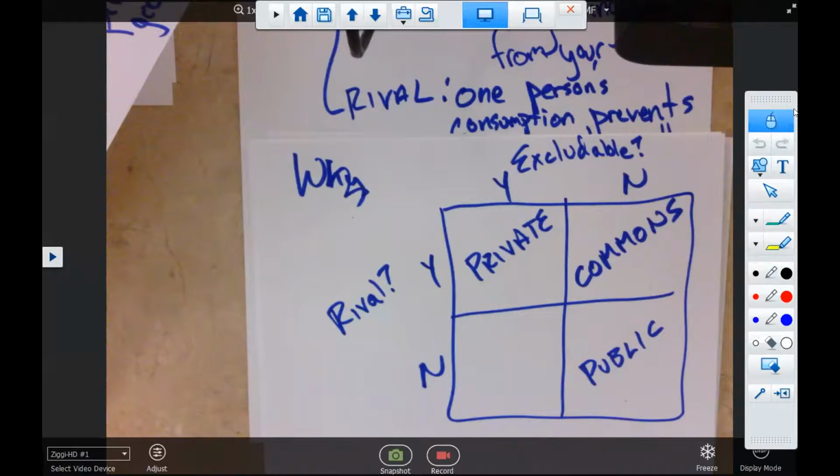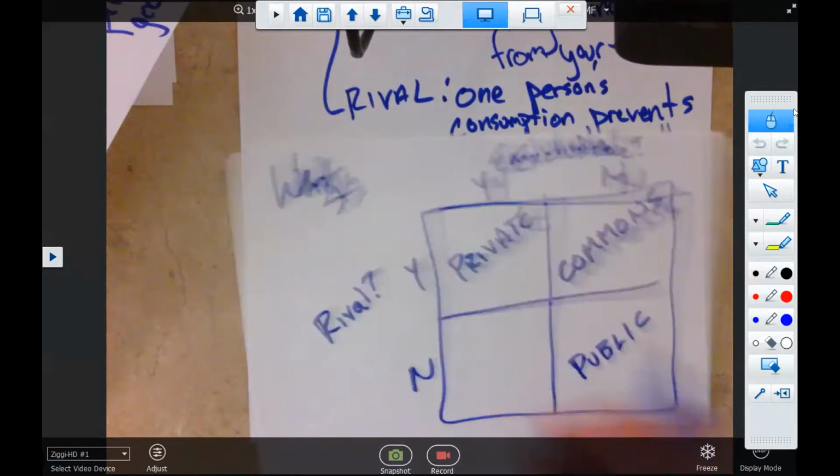The planet is a common resource that everybody has been using, polluting the air, polluting the water, using all the fossil fuels and so on. So we're seeing a tragedy of the commons on a global scale. What's the last one? The last box is a club good.